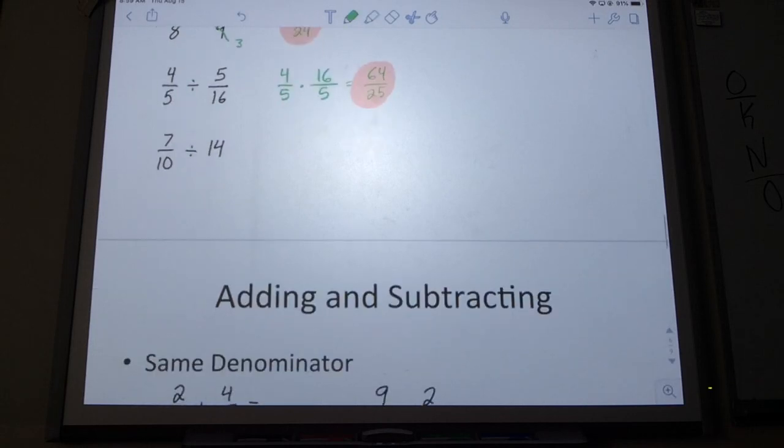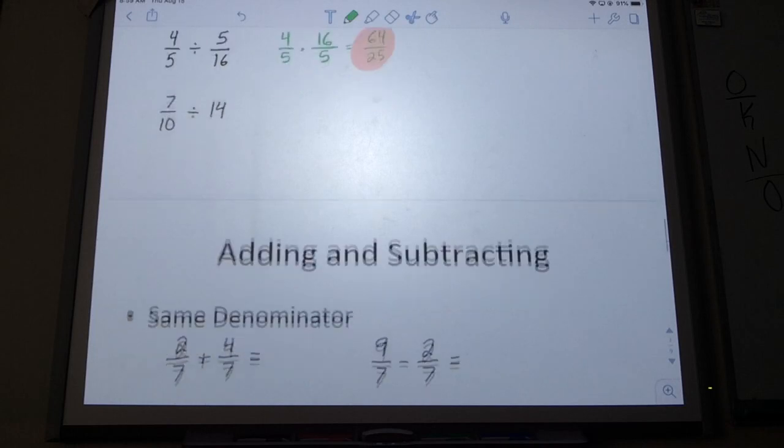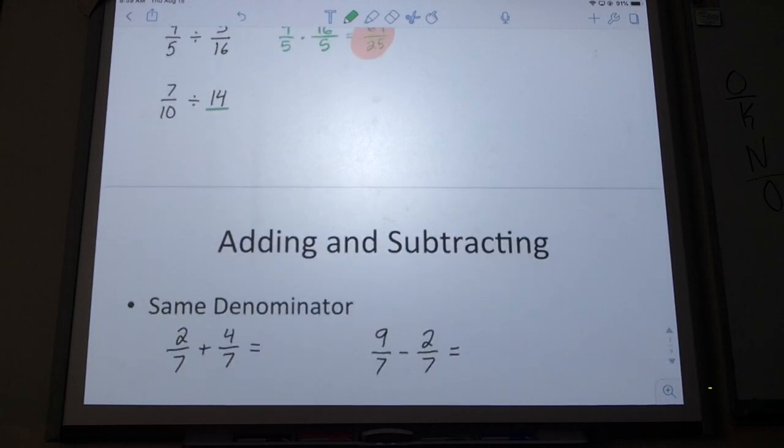Okay, last one. It still says division, so we have to flip something. What do we have to flip? 1 over 14. Good, so we flipped to 14. It's not a fraction, so let's throw a 1 under there so it looks like a fraction, and then flip it. So 7 over 10 multiplied by 1 over 14 is 7 over 140. Anybody know what that simplifies to? 1 over 20. Good.